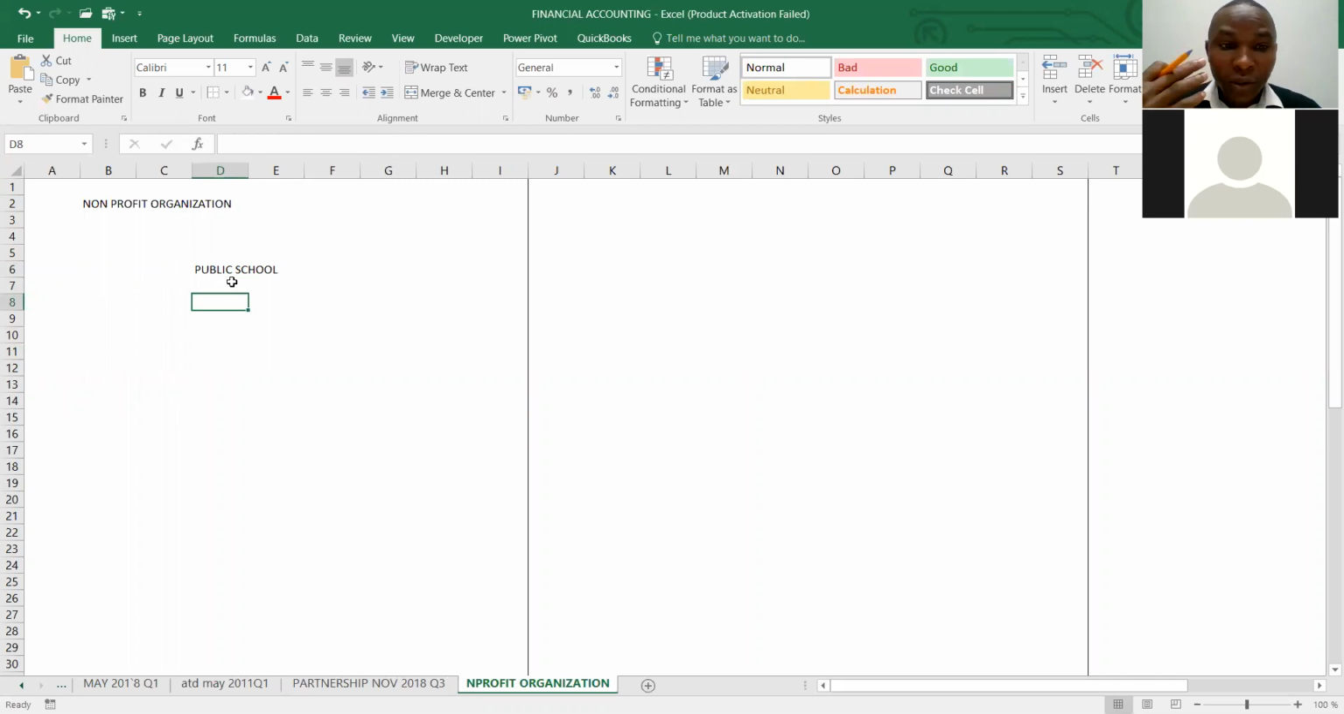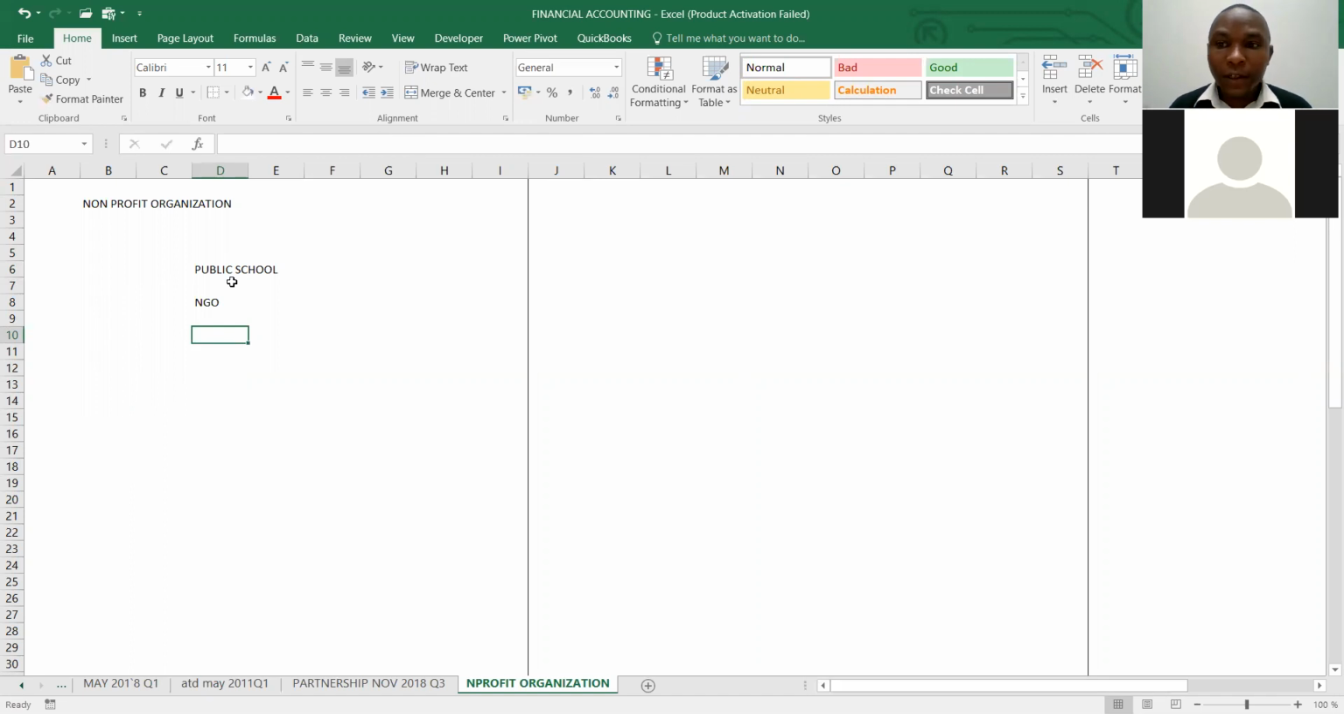We have other NGOs which might be operating as non-profit organizations, but there are some NGOs which make profit, so we need to tax them. But if it is not for a profit motive, we don't tax that organization. These organizations don't prepare their own books of account, so as an accountant, you need to start from somewhere and prepare those financial statements.